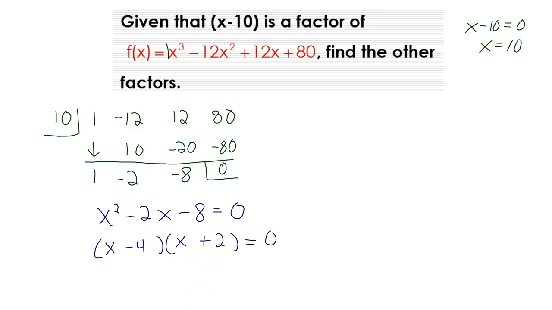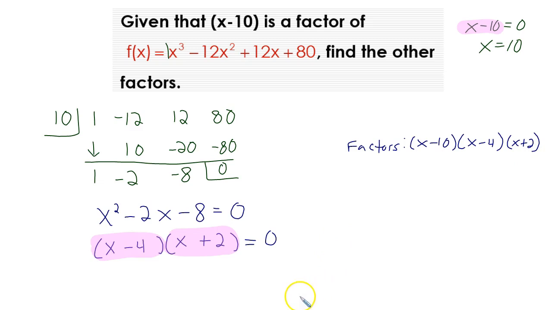All right. So the first factor I got with synthetic division. When the synthetic division worked, that meant that x minus 10 was a factor. After working it down to a quadratic, I was able to find two more factors. So my factors are x minus 10, x minus 4, and x plus 2.